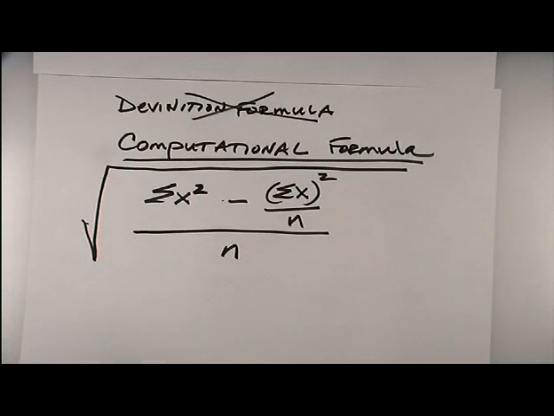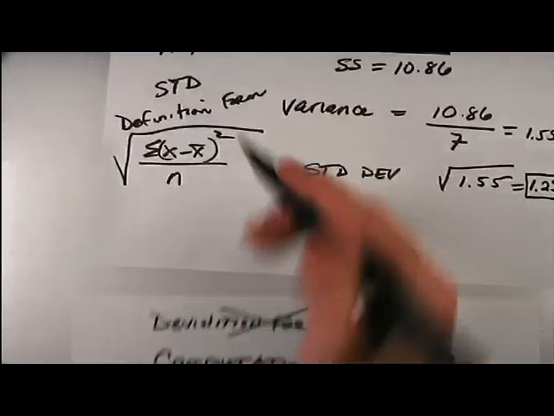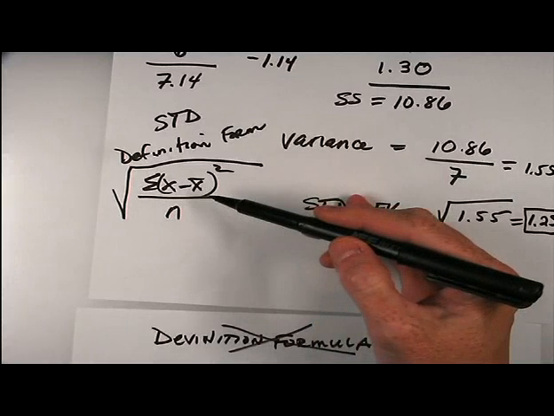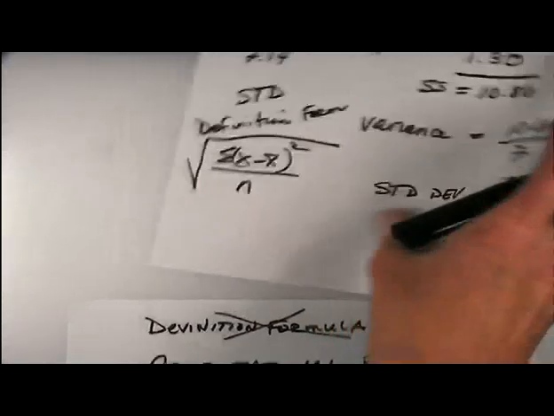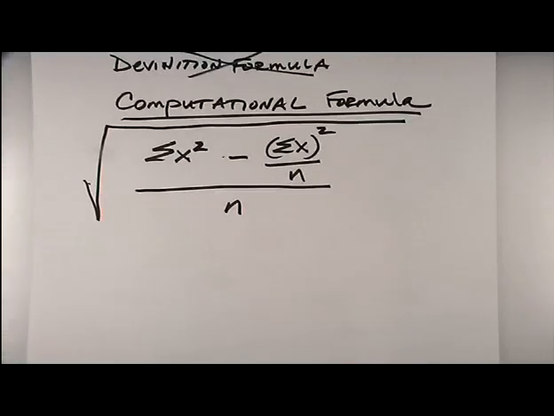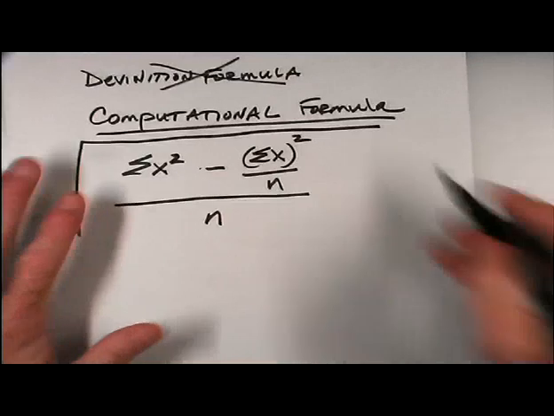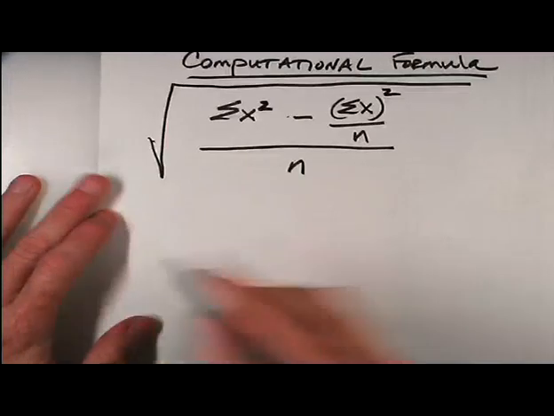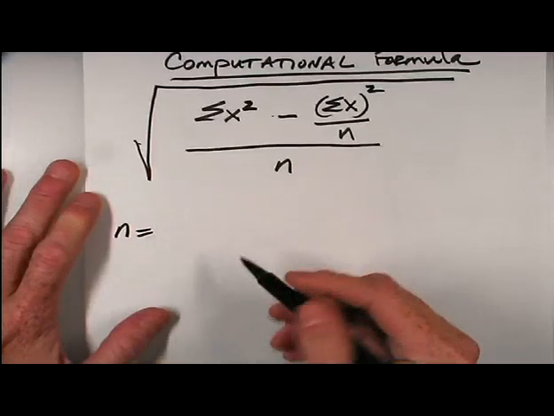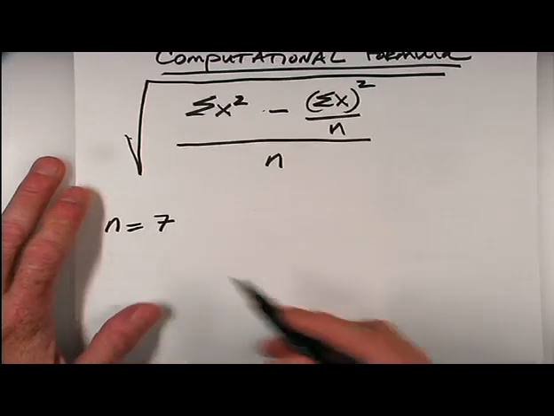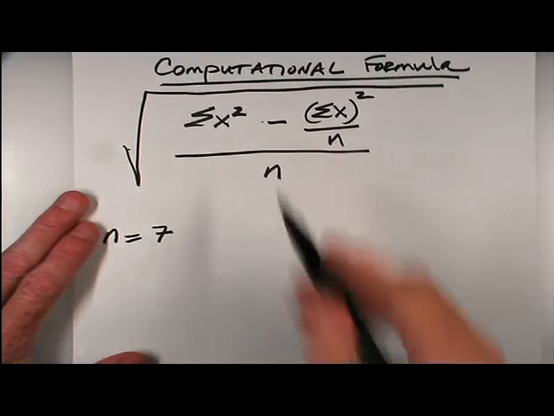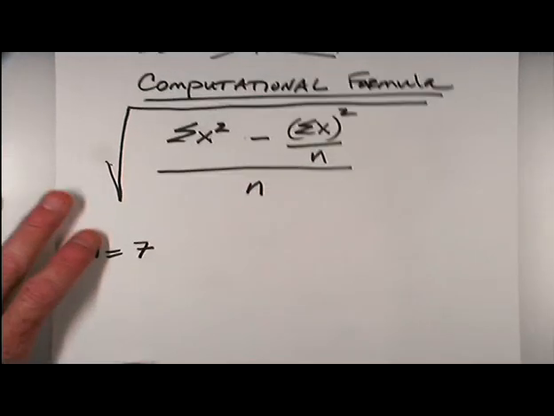So it doesn't look anything like the formula that tells us that this is the average distance from the mean, but it'll still get us there a lot faster. Now, why is it faster? The formula looks more complicated, but you only need a couple of things. How many data points do we have? What's our n? 7.